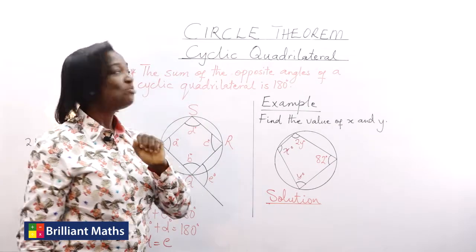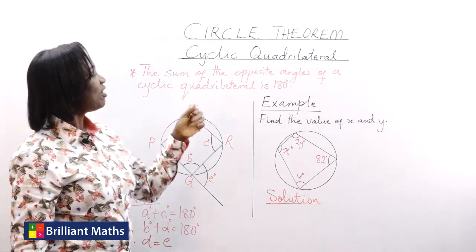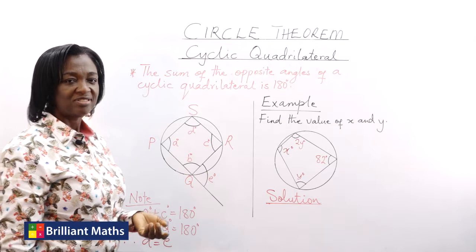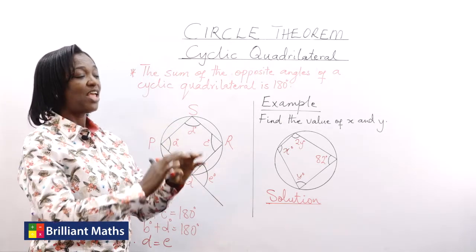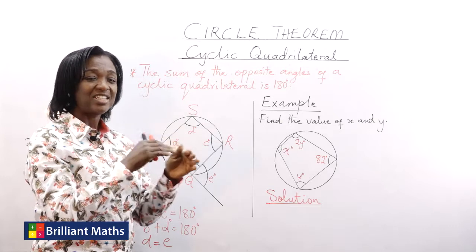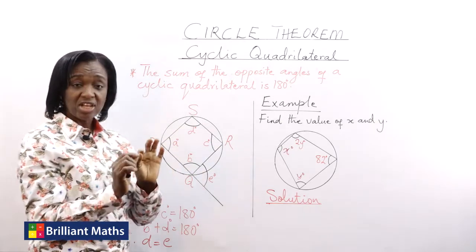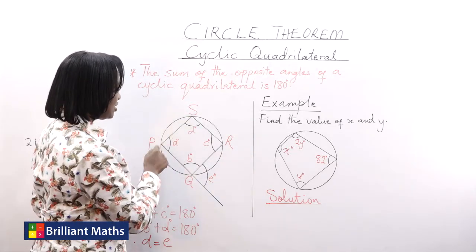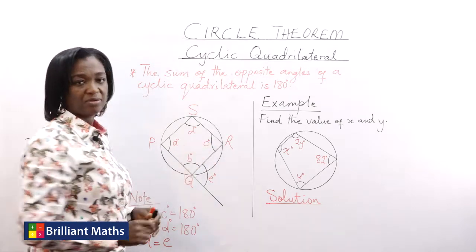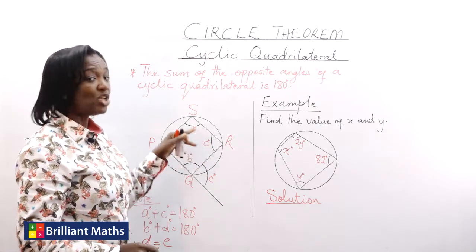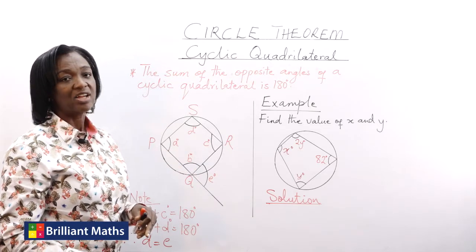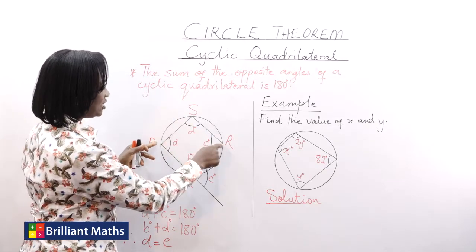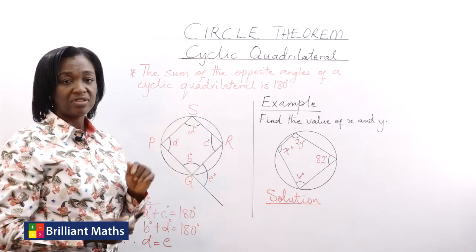In this part of the lesson, we want to look at circle theorems that are related to cyclic quadrilaterals. What is a cyclic quadrilateral? A cyclic quadrilateral is a four-sided figure within a circle, such that the four vertices of the quadrilateral are on the circumference of the circle. If any of the vertices is not on it, it is not a cyclic quadrilateral. For it to be a cyclic quadrilateral, all four vertices must be on the circumference of the circle.